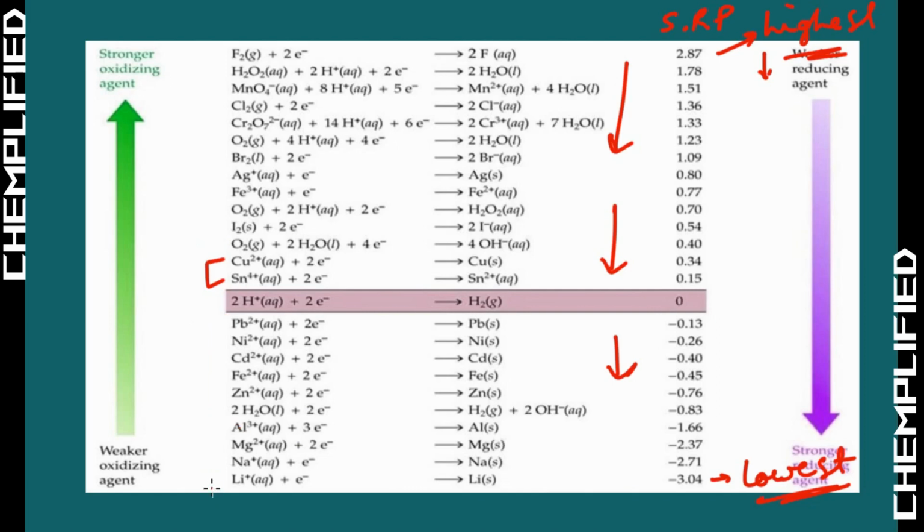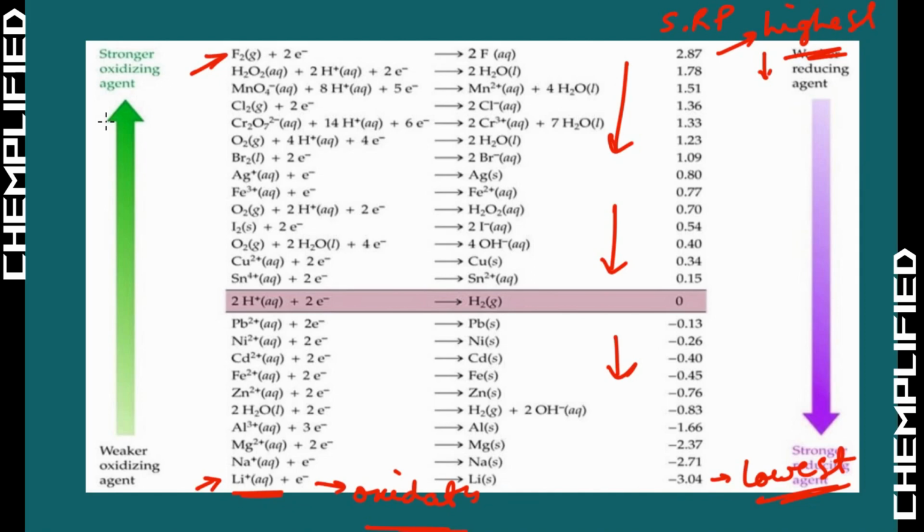Now let's take a look at it again. This is the strongest reducing agent, right? Strongest reducing agent means it will help others to undergo reduction, and for that it will undergo oxidation. So whenever lithium is there, it will always undergo oxidation, and whenever fluorine is there, it will always undergo reduction, right? Like that you have to remember.